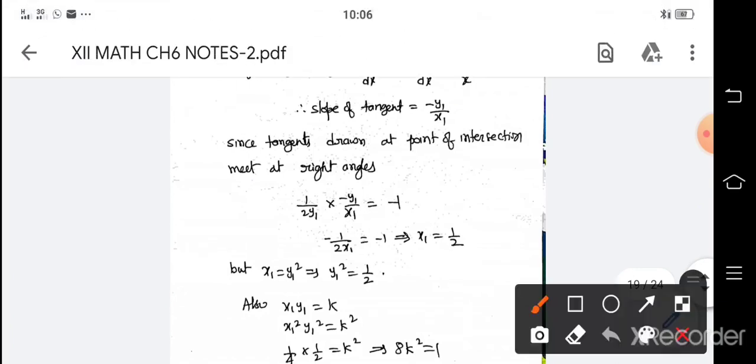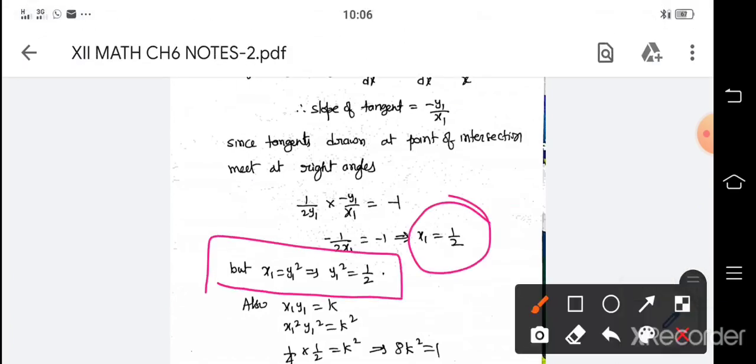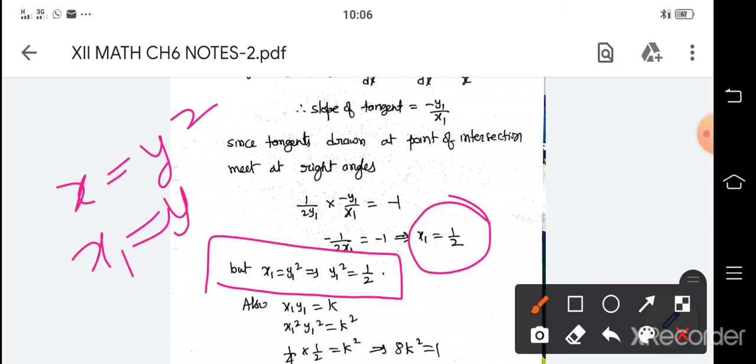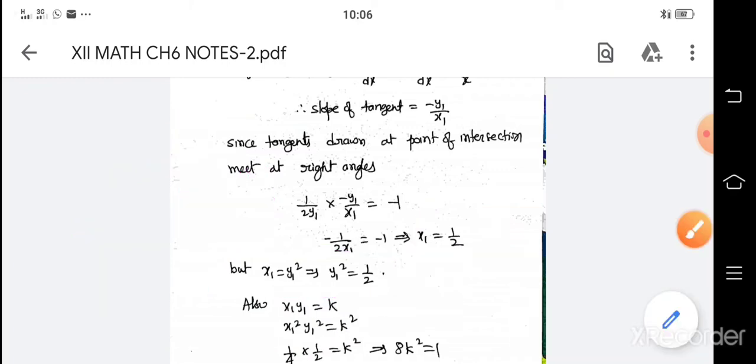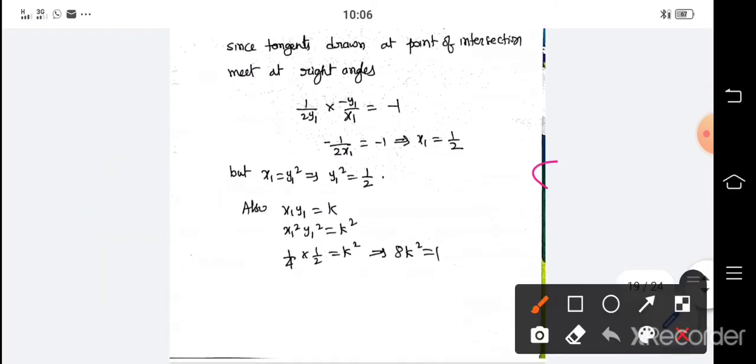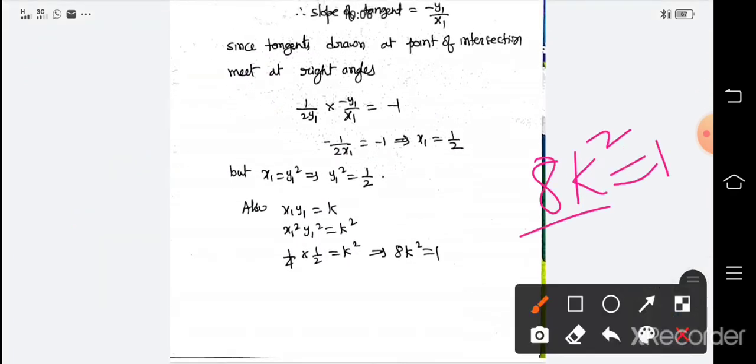So using that, you find x1 is equal to 1 by 2. Then I get y1 square will be 1 by 2, because using the first equation, x is equal to y square, so x1 is equal to y1 square. You substitute the x1 value and you get y1 square is 1 by 2. But the condition we need to prove is 8k square is equal to 1.